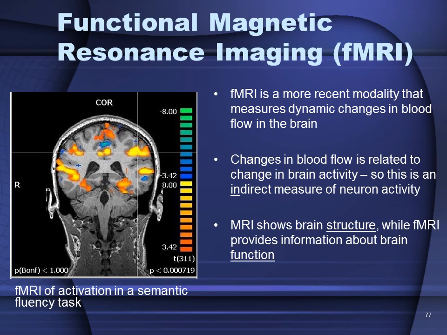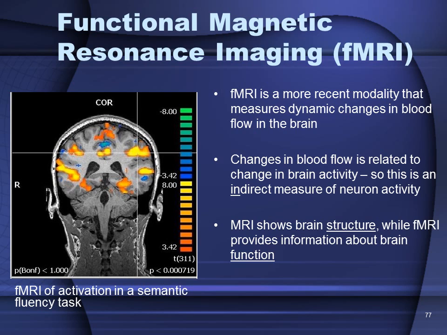Functional MRI, or fMRI, is a more recent technique, and it measures dynamic changes in blood flow in the brain. Changes in the blood flow are related to changes in brain activity. So in essence, functional MRI is an indirect measure of the neuron activity in the brain. So this kind of MRI not only shows brain structure, but provides information about brain function, in contrast to the ordinary MRI, which only gives us information about brain structure.